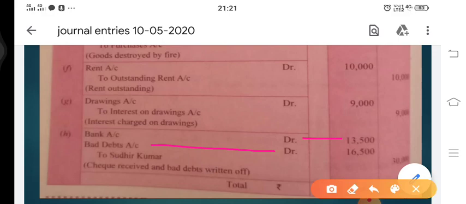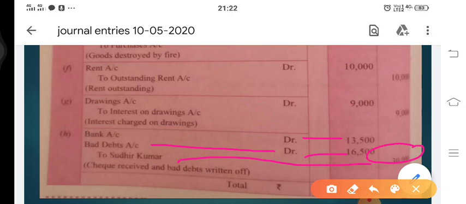So technically loss, being a nominal account, has to be debited. So bad debts account also got debited with the amount of rupees 16,500, and it is received from Sudhir. So Sudhir is a giver and hence his account needs to be credited. 13,500 plus 16,500 comes to 30,000. So technically we have completed his total account. We have technically closed his account.